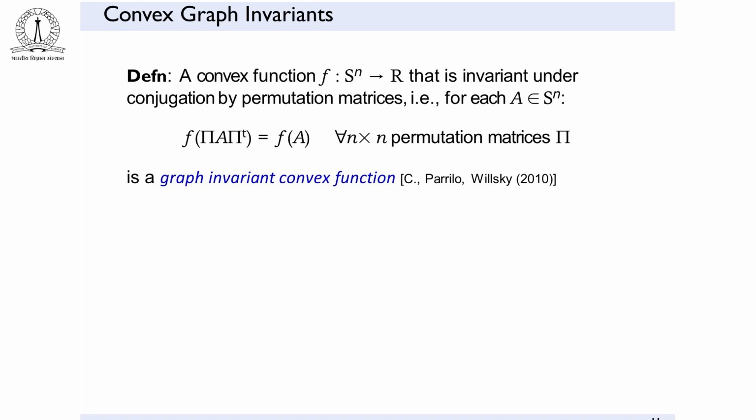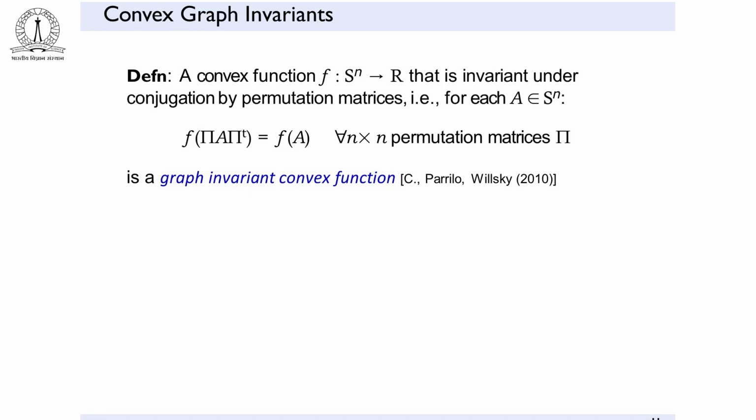Okay? But this is what we need to sort of understand as we make progress on this question. Okay? All right, so we now have the central definition, if you will, of this talk. A convex function. Convex functions have to be defined over an underlying Euclidean space. Our Euclidean space is n by n symmetric matrices.